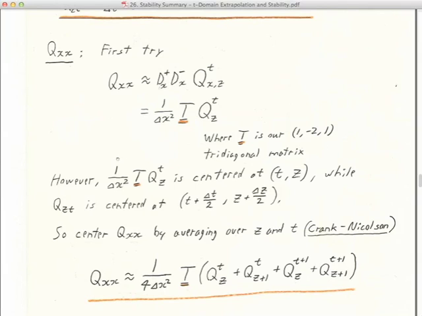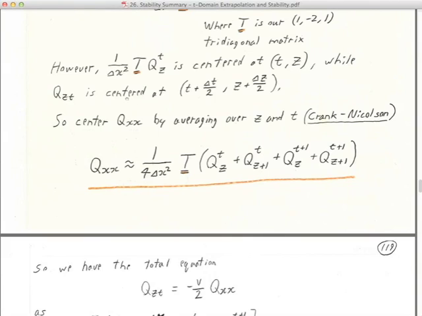Now, this term, the x derivative, is going to be centered at t and z, while the d squared q dz dt term is centered at t plus half and z plus half. So we want to center also the d squared q dx squared term by averaging over z and t. This is essentially the same Crank-Nicolson implicit method all over again, although we will be able to use this explicitly, so explicitly in t and z.